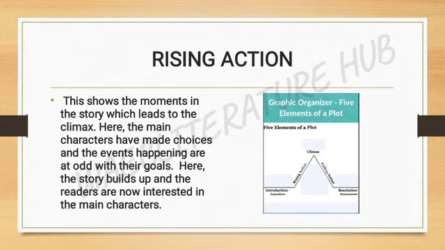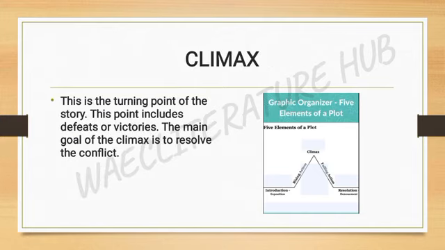Then we go to the climax. The climax is the turning point of the story. This point includes the defeat or victories. The main goal of the climax is to resolve the conflict. So at this point, the question is: did this lady eventually get pregnant when she disobeyed her husband by seeing the native doctor? Or did she not get pregnant? Did the native doctor force her to do something that is now going to come back on her and her family? So at this point, her action when she gets to the native doctor is now the climax.